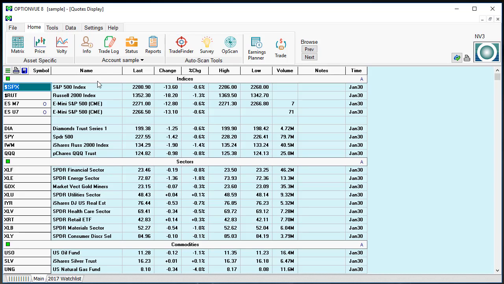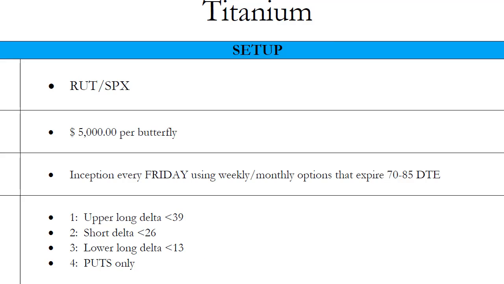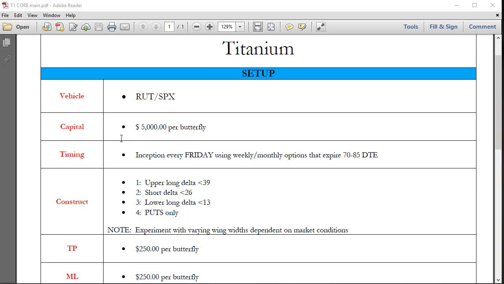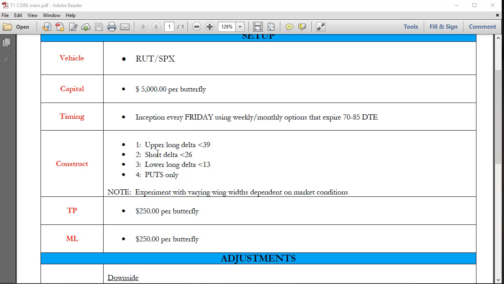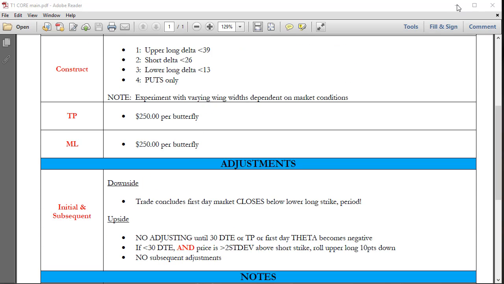But when we're looking at, let me bring this over here. Let's just say this T1 main core trade, okay? That's what we're going to refer to for the moment. If we're going to just follow this construct and we say, all right, well, we know what our capital outlay is. We're going to say that we're starting out at 5,000 per butterfly. We're going to launch it every Friday. We've got these parameters, take profit, we got max loss, etc.